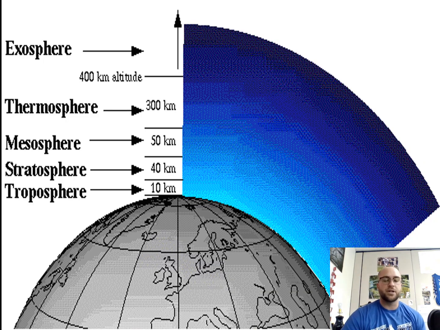Good little picture. We live in the troposphere, the most dense layer. As we go up, we have tropo, we have strato, we have meso, we have thermo, and we have exospheres. I remember it by, and it sounds silly, Taylor Swift makes tasty eggs. You'll never forget, I promise.